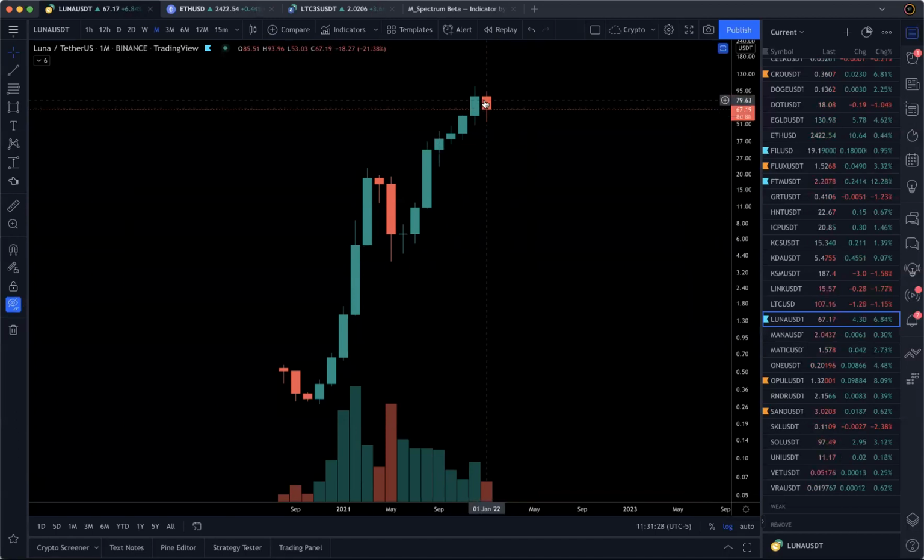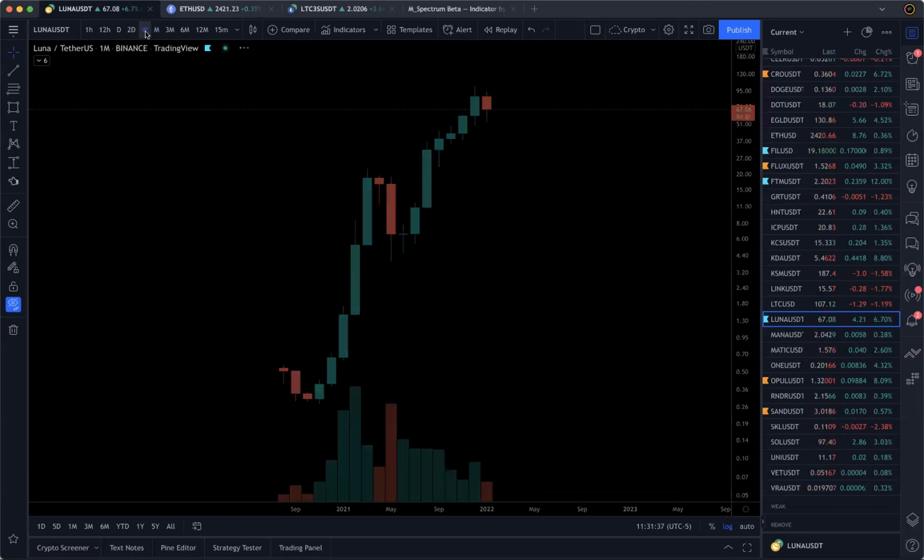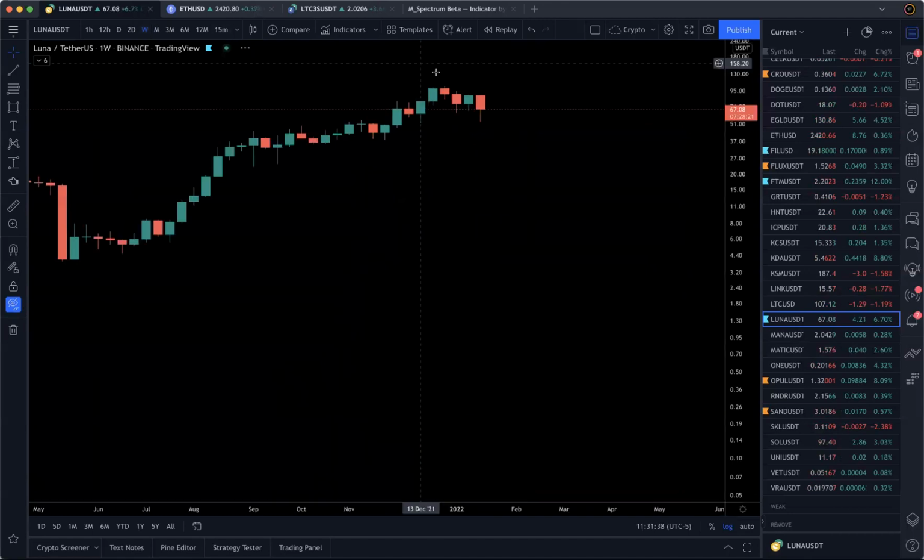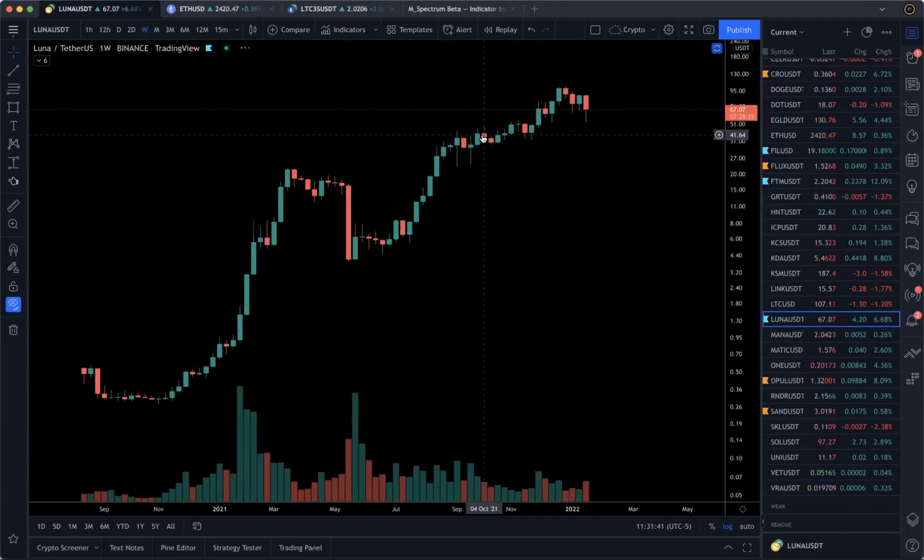So look at this one. This is not looking good. This is also like a double top scenario on monthly. This is weekly, right? So let's look at the weekly. This is monthly, not double top, so to speak.